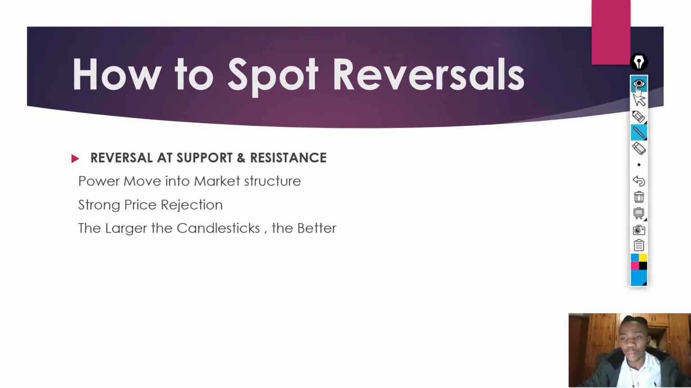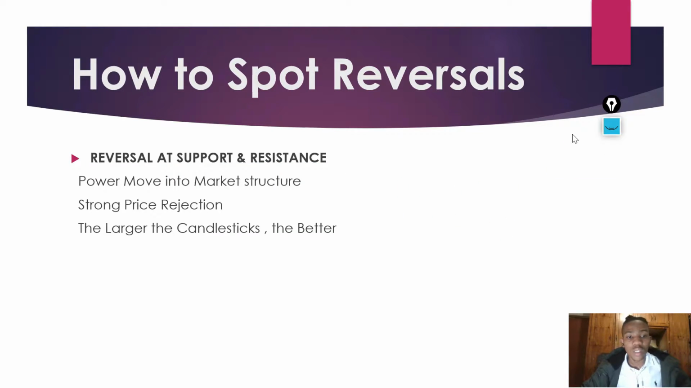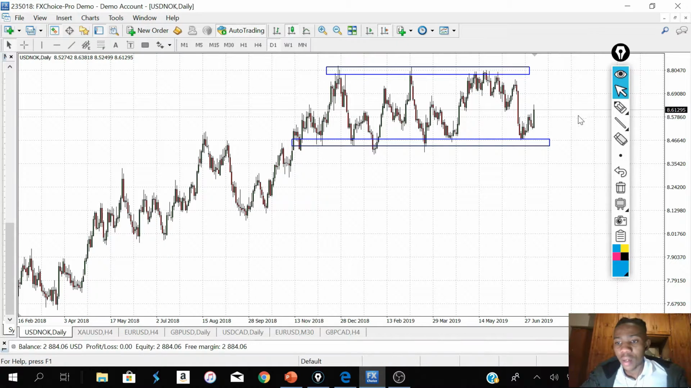So let's start. So you're going to need to see a power move into the market structure. You need to see a strong price rejection. The larger the candlestick, the better. So let me show you what I mean in the normal market. So we have this nice pair here under our support and resistance. So I'm going to help you know how to spot the reversals following our simple rules.